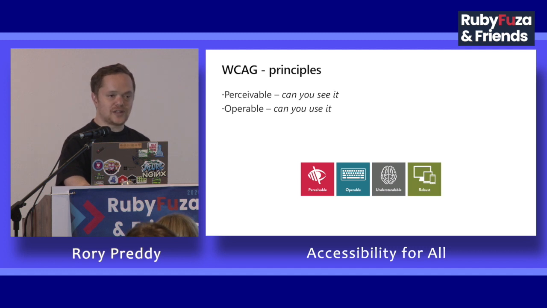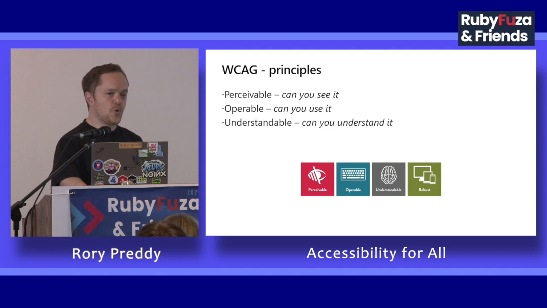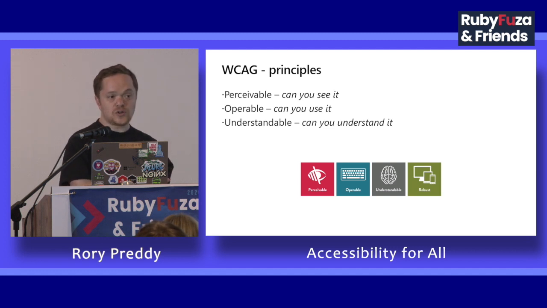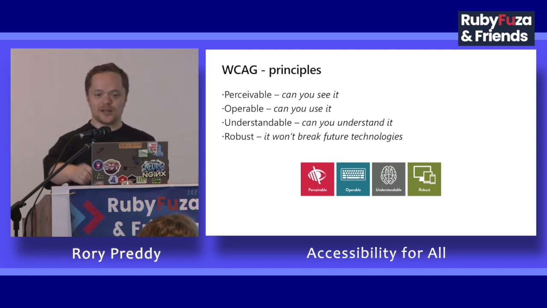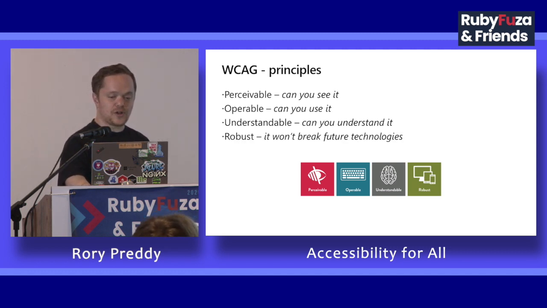Understandable, can you understand it? So a lot of websites now are catering for people who have ADHD and on the autism spectrum. And that's a recently introduced requirement. And robust, it won't break future technologies. So when a new JavaScript library comes in, then it won't actually break an accessible website.